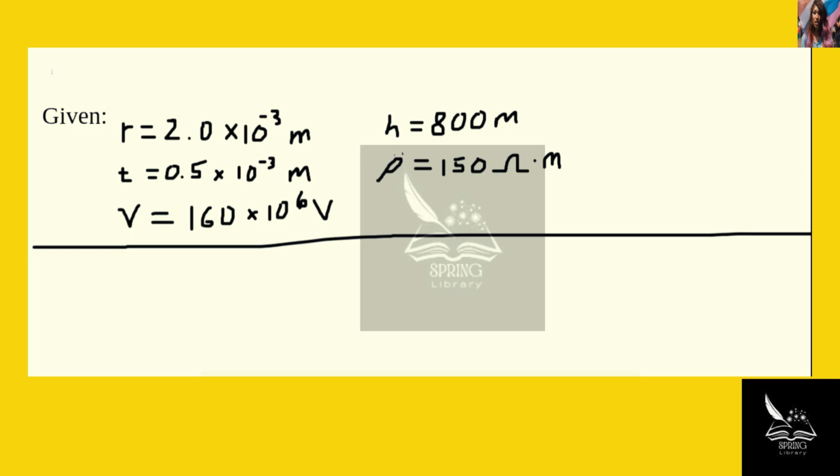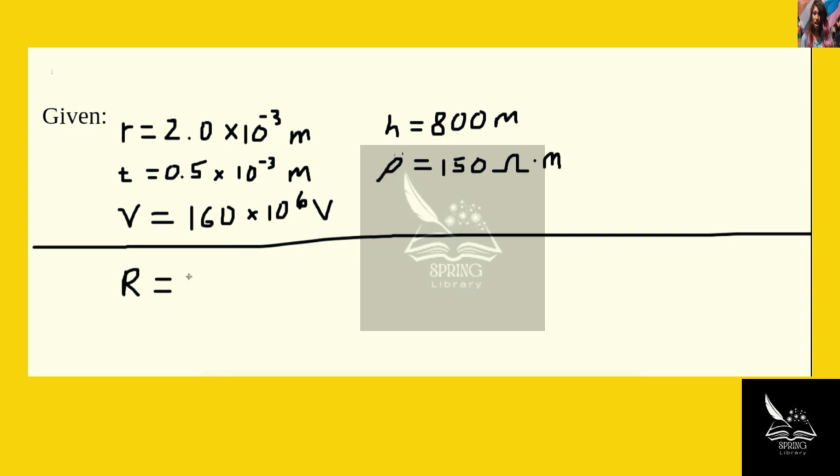Our question says that we have a kite string of a radius of 2 millimeters, which I write here as R, and it's extended directly upward at 0.8 kilometers, and I write that as H, the height. And it's coated with a 0.5 millimeter layer of water. I write that layer as T for the thickness of the water, and that water has a resistivity rho of 150 ohm meters. If the potential difference between the two ends of the string, which I write as V, is 160 megavolts, what is the current through the water?